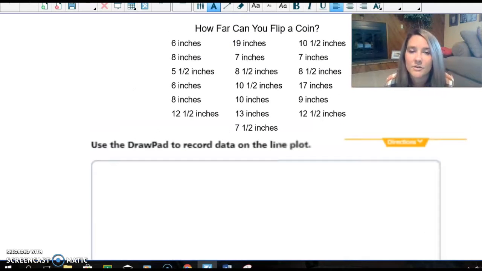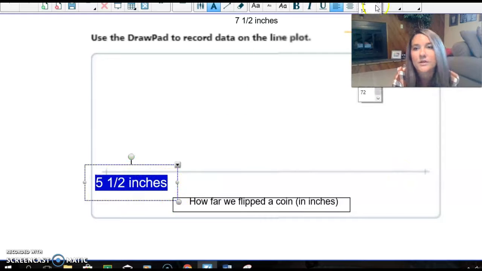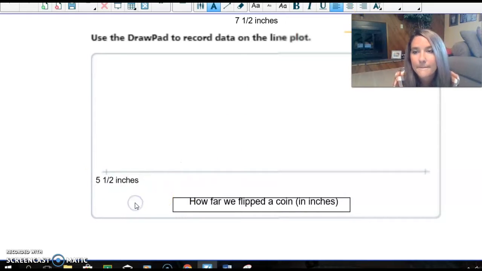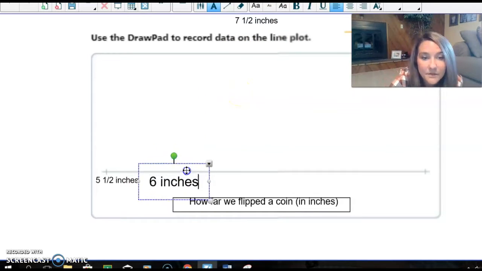What is our highest measurement or longest measurement? 19 inches. So we want to make sure that as we're counting, we stop at 19. Now, what is the next measurement we are going to put on our line plot? Six inches. Remember, we need to see how the data compares to the different measurements.